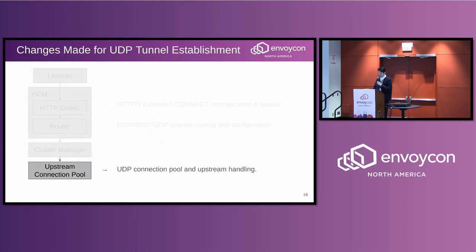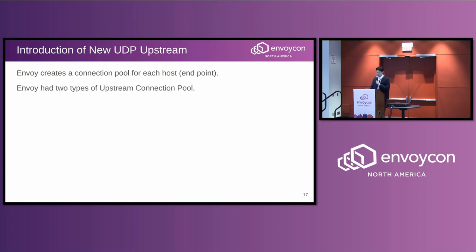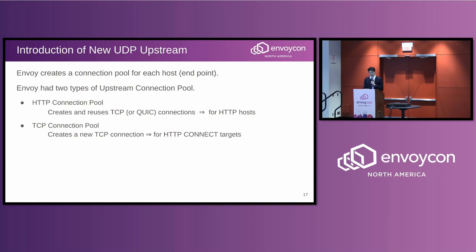Now let's take a look at the upstream connection pool part. Envoy associates a connection pool with each upstream host or endpoint. Previously, Envoy had two types of upstream connection pools. There was an HTTP connection pool, which is used for HTTP upstreams. Envoy creates multiple TCP or QUIC connections and reuses them for performance and efficiency reasons. And there's a TCP connection pool, which is specifically for the HTTP connect method. Envoy creates only one new connection for each target host in the HTTP connect case. So it's not really a connection pool.